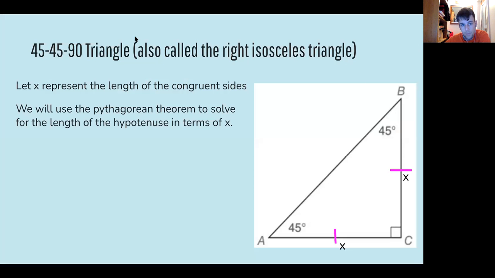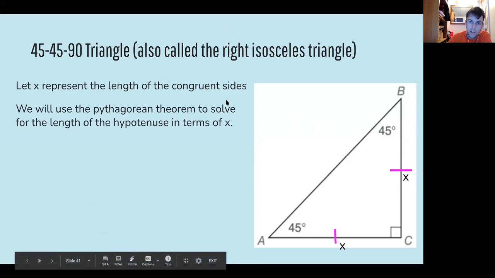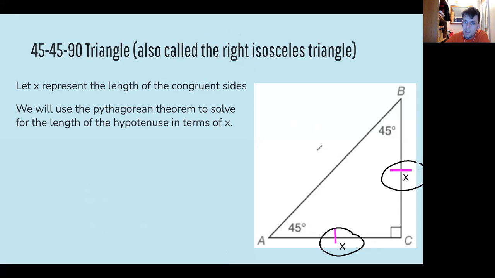Okay, so let's take a look at where the relationships come from for a 45-45-90. Let's look at this triangle and say that each leg is equal to x. We want to figure out the length of the hypotenuse in terms of x, or in terms of the leg. So we're going to use the Pythagorean theorem: leg squared plus leg squared equals hypotenuse squared.